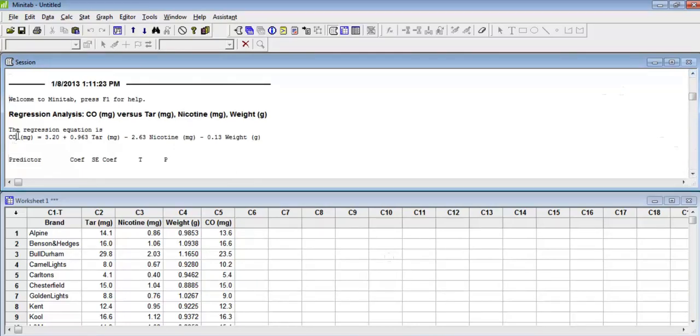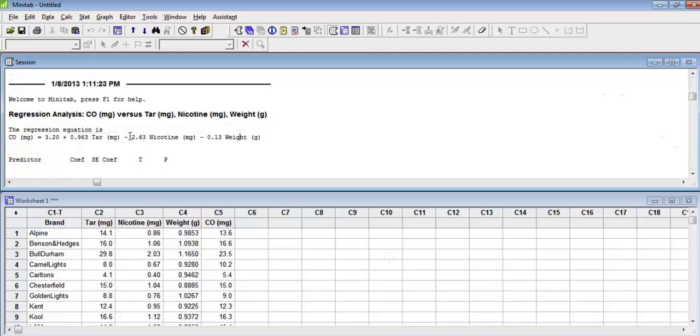The regression equation is 3.20 plus 0.963 times tar minus 2.63 times nicotine minus 0.13 times weight. To interpret this equation, notice that the line passes through 3.20, and to interpret the model, we must look at the unit change in each predictor and assume that the other predictors remain constant. To clarify, the amount of CO increases by 0.963 unit for each unit increase in tar, assuming that the level of nicotine and the level of weight remain constant.